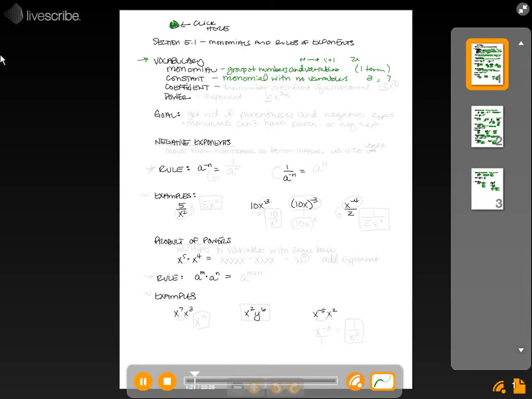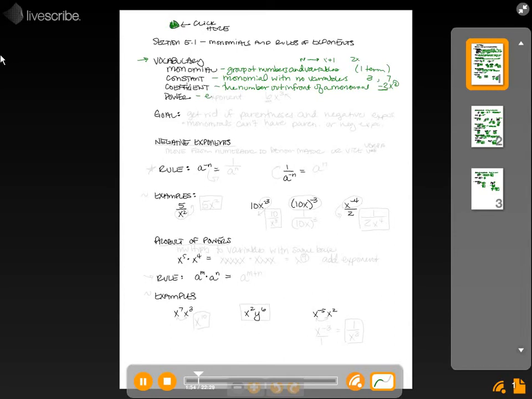The coefficient is the number out in front of a variable in a monomial. So if we had something like negative 2x squared, the negative 2 part is the coefficient. It's the number out in front. The 2 is the exponent, the little 2 up here. That's called the exponent, but the negative 2 out in front is the coefficient.